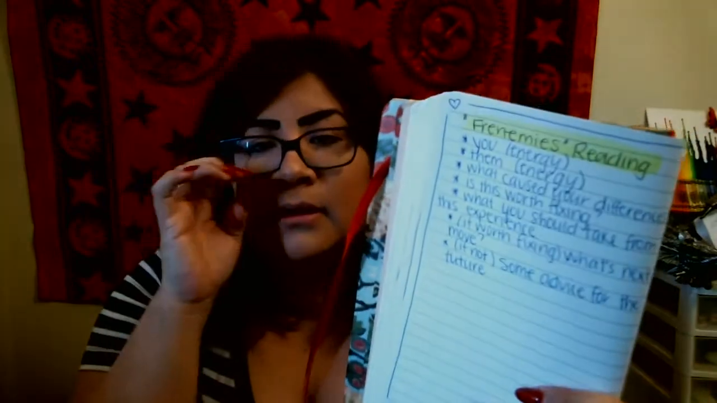So let's see. I have a frenemies reading. So I guess I'll use this one as an example because I've never had this one in the shop before. So what I do when I think about a reading is I think, first off, what kind of a reading do I want to create? That's always the first step in my process.